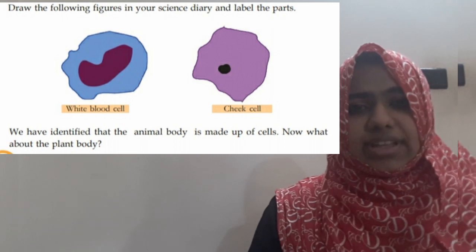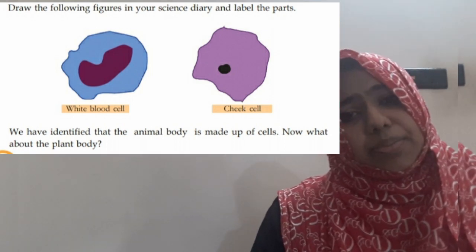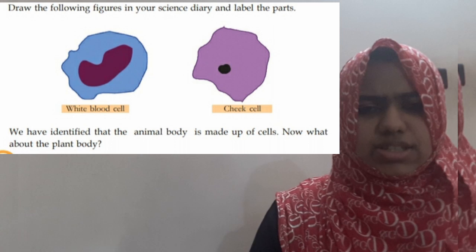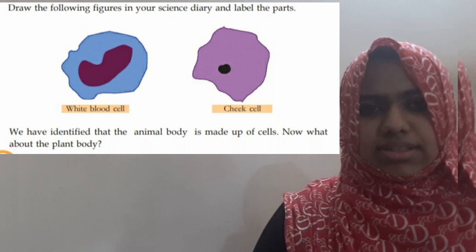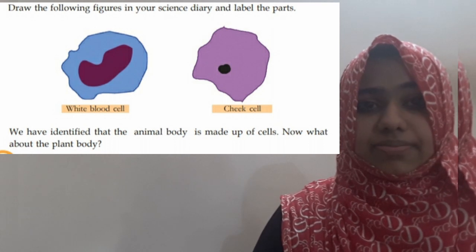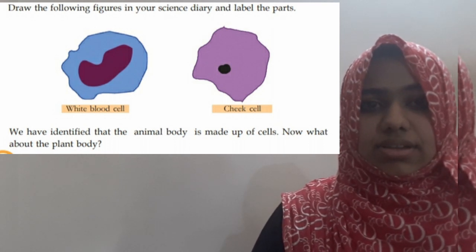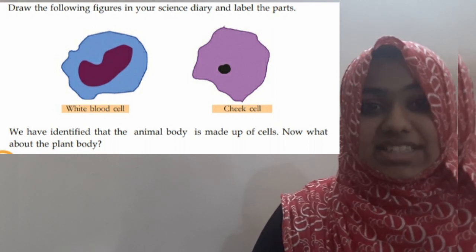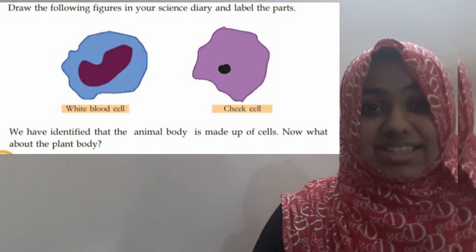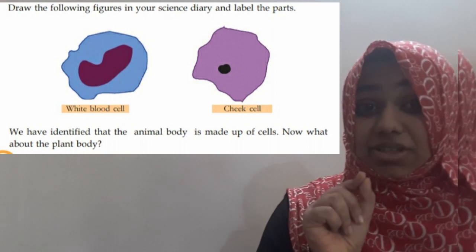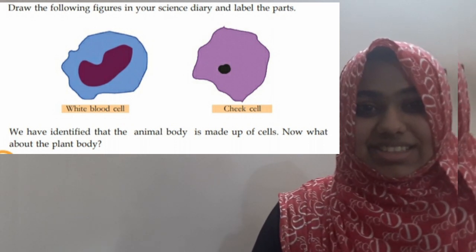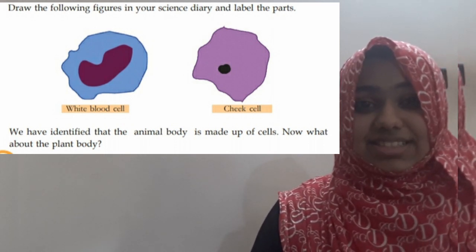Now we have identified that the animal body is made up of different kinds of cells, isn't it so? So then what about the plants? Do plants also have cells? Obviously plants have cells because they are living things, isn't it so? And the cell is the fundamental unit of every living thing. So now let's learn that.